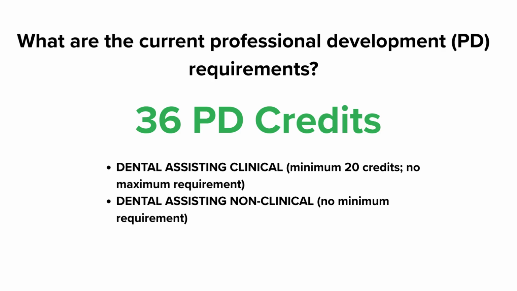There is a minimum requirement of 20 PD credits that must fall under the Dental Assisting Clinical category. After completing 20 PD credits under the Dental Assisting Clinical category, the remaining 16 credits can fall under either category, as there is no minimum requirement of PD credits that must fall under the Dental Assisting Non-Clinical PD category.